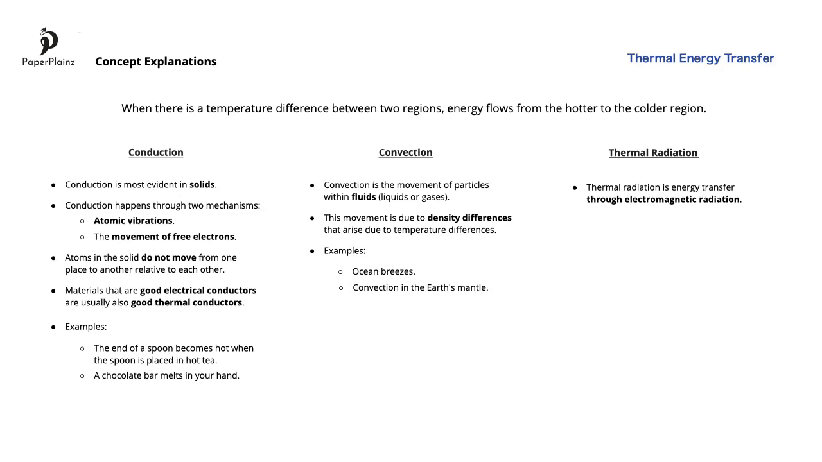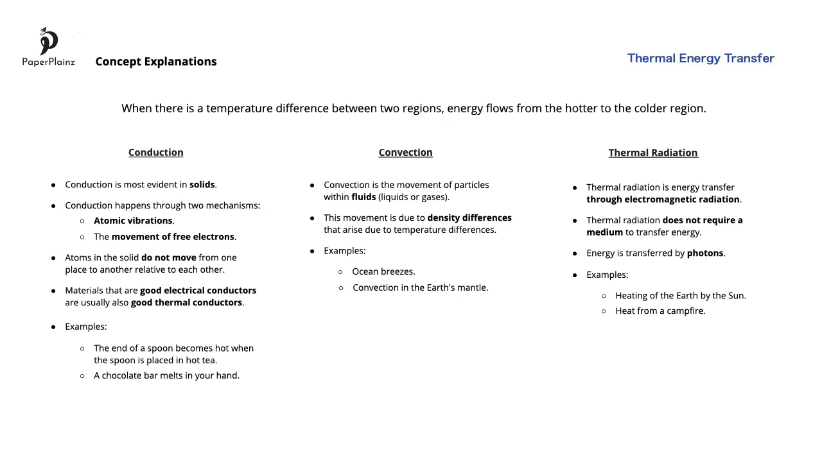Thermal radiation is energy transfer through electromagnetic radiation. It does not require a medium or a material in order to transfer energy. Energy here is transferred by photons. This means that thermal radiation can pass through vacuum. Examples include the heating of the Earth by the sun and the heat that you feel when you sit by a campfire.